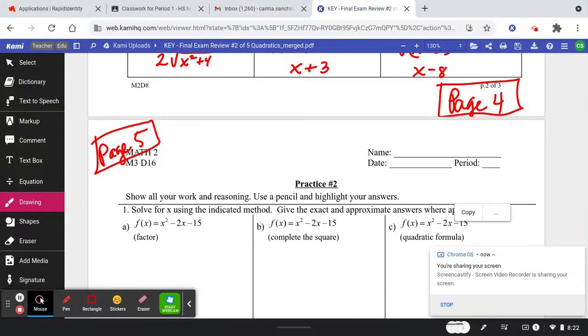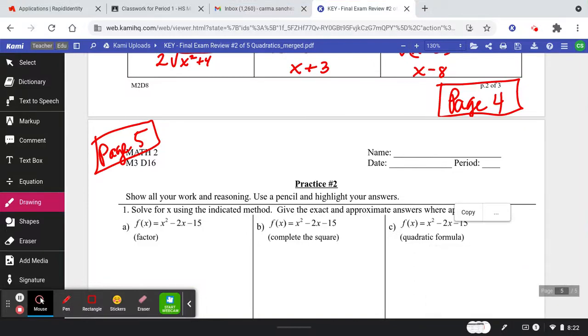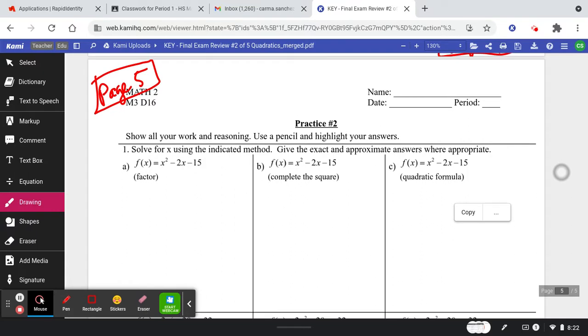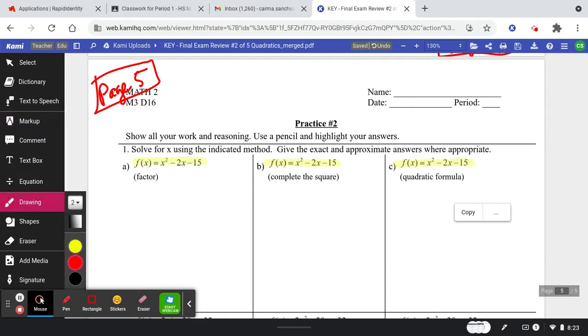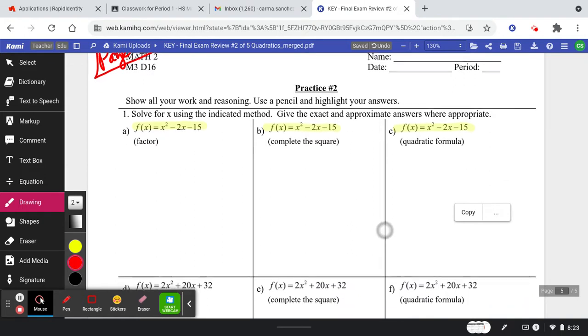Okay, here we are on the last page, page 5 of this, and you might need to do this one in your math notebooks because some of these, especially the quadratic formula ones, take a lot of space. Now what you're going to notice is that we're going to be solving the same exact equation. Notice it's the same, but we're solving it in 3 different methods so you can see how all the different methods will work in these. So let's go check it out.